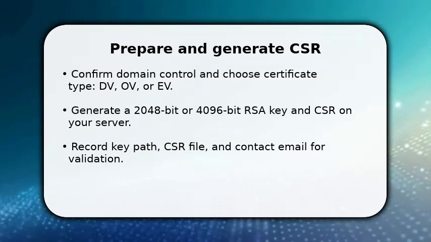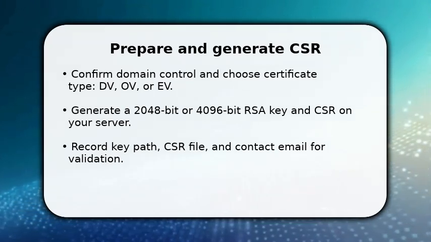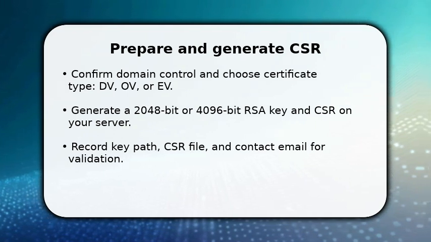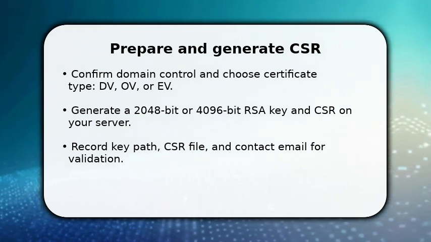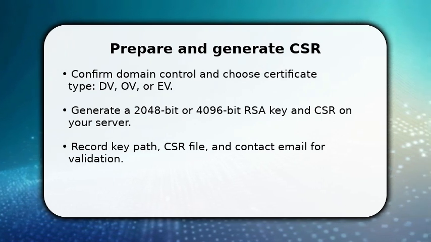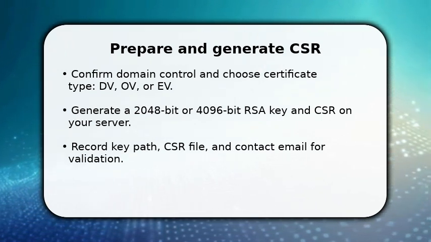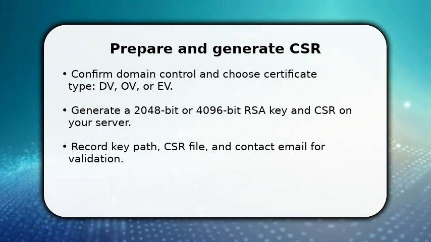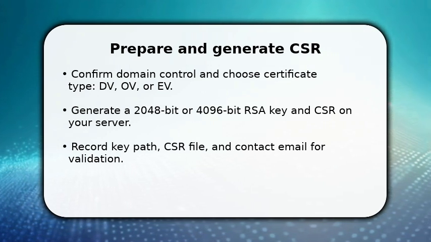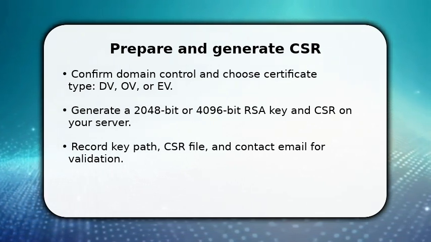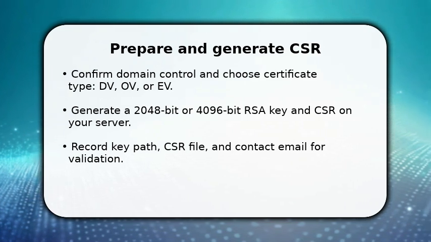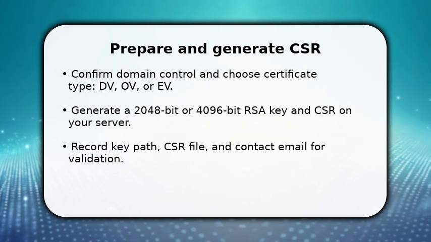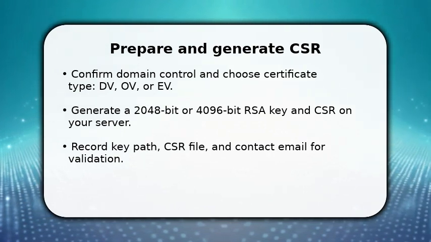You start by generating the certificate signing request, CSR, and private key. This is the single most important step because the key stays secret on your server. Use OpenSSL or your control panel to create a 2048 or 4096-bit RSA key and CSR with correct CN and SAN. Once done, save the private key securely and copy the CSR text to your clipboard. Make sure to note the file locations and admin email so validation can proceed without delay.